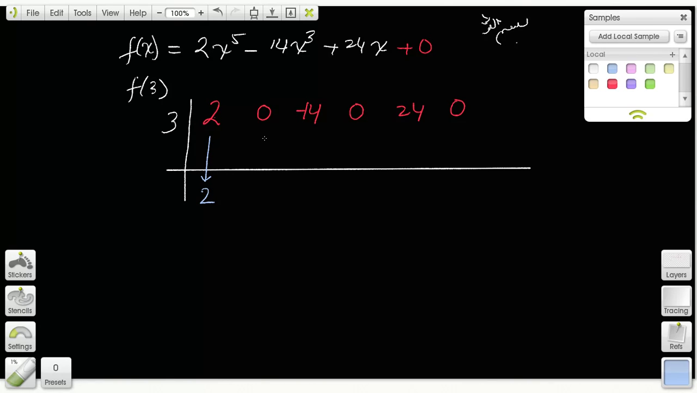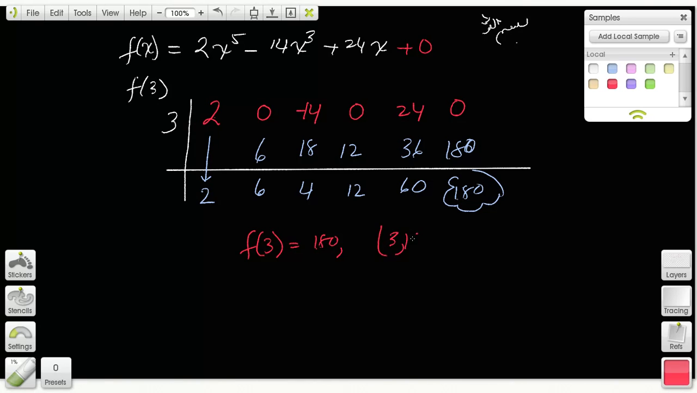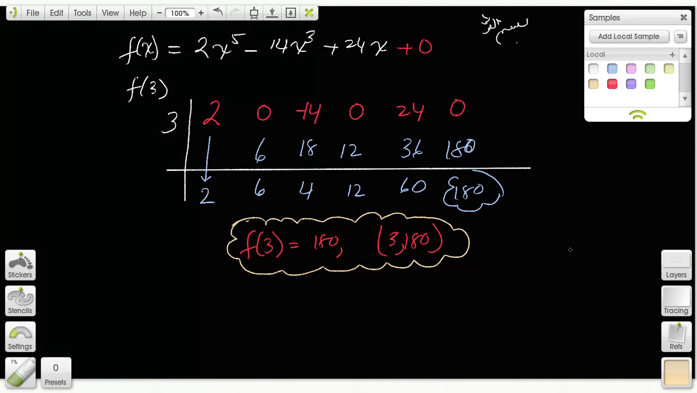So 3 times 2 is 6. Add them up. Multiply, that's 18. Add them up, you get 4. That's 12. Add them up, you get 12. 12 times 3 is 36. Over there, add them up, you get 60. 60 times 3 is 180. Add them up, you get 180. And that's the answer. So in other words, f of 3 is 180, or the ordered pair 3 and 180 is a point that is on the graph of this function.